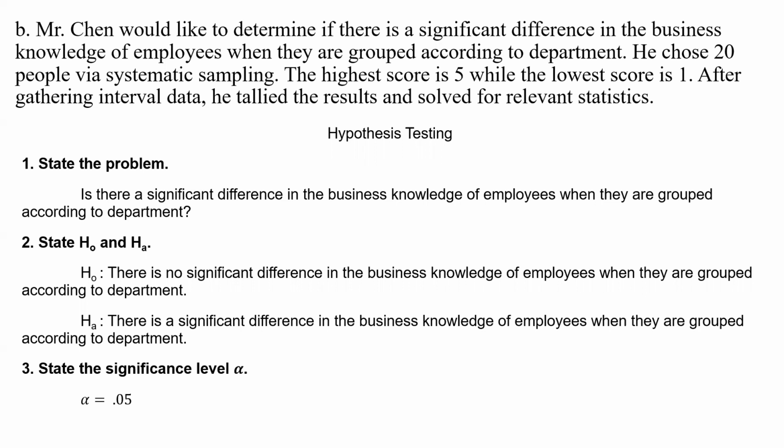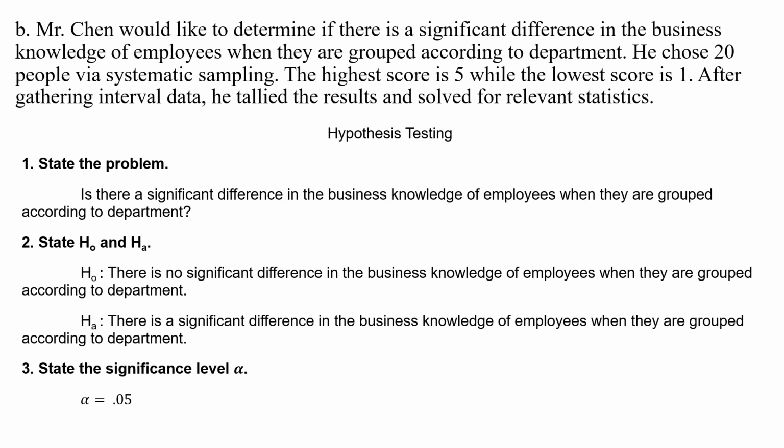Okay. Please read, ma'am, items 1 to 3. State the problem. Is there a significant difference in the business knowledge of employees when they are grouped according to department? State HO and HA. HO: there is no significant difference in the business knowledge of employees when they are grouped according to department. HA: there is a significant difference in the business knowledge of employees when they are grouped according to department.